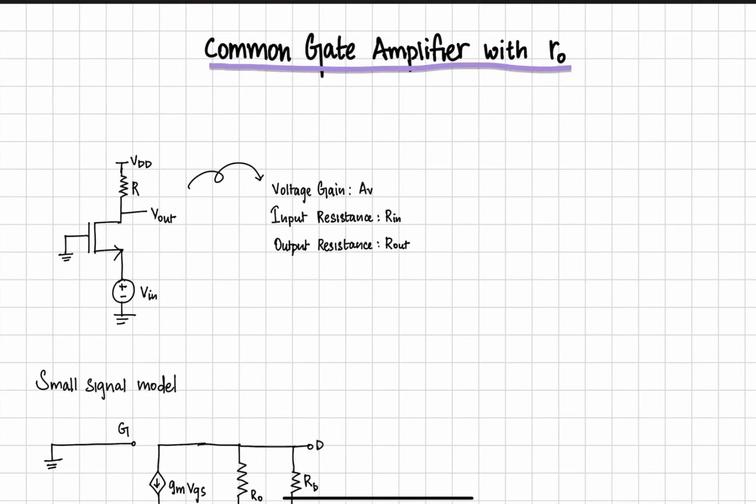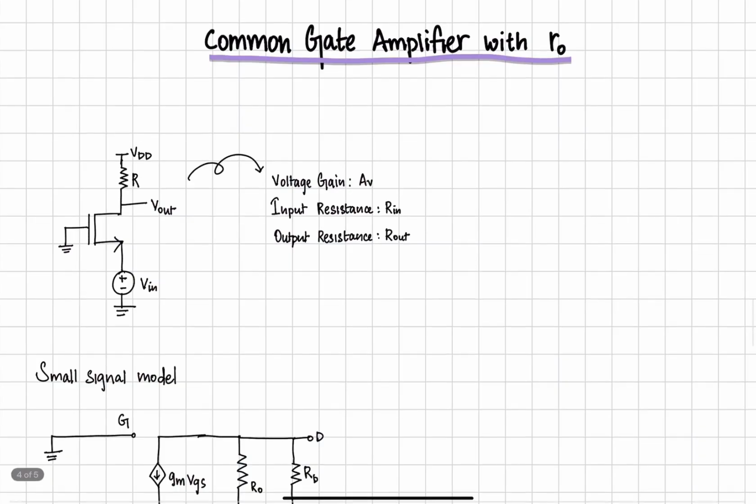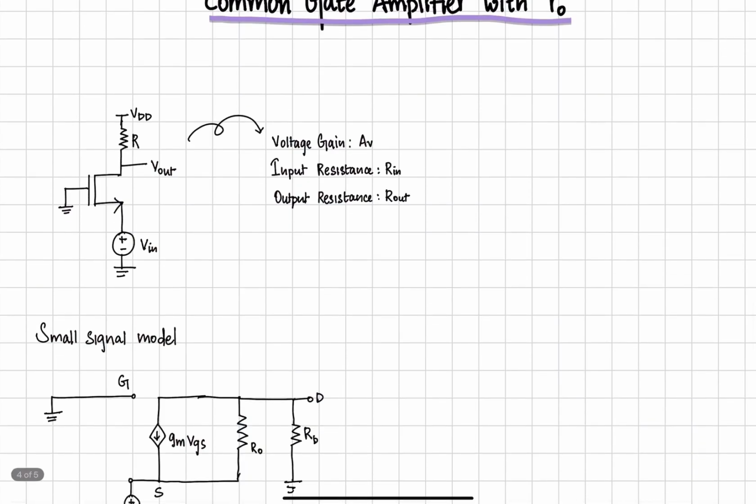Hi guys, in this video we are going to analyze the common gate transistor with an internal output resistance. A common gate amplifier senses the input at the source and the output is taken out of the drain, while the gate terminal is held at AC ground in the small signal model. That means it is held at a DC bias voltage.